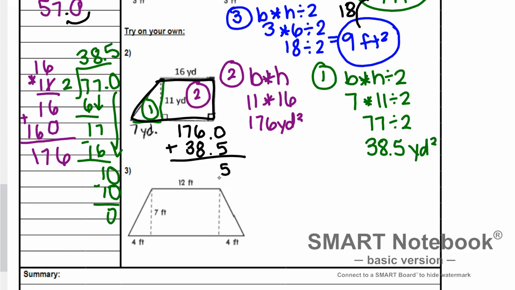5 plus 0 is 5. Bring down my decimal. 6 plus 8 is 14. 7 plus 3 is 10 plus 1 is 11. 1 plus 1 is 2. Final answer will be 214.5 yards squared.